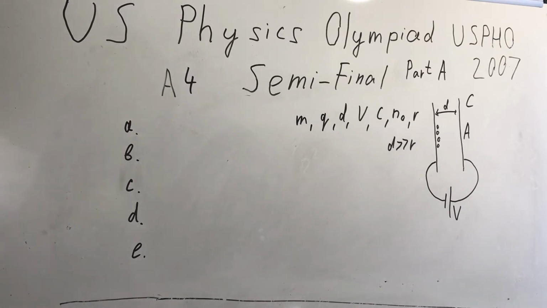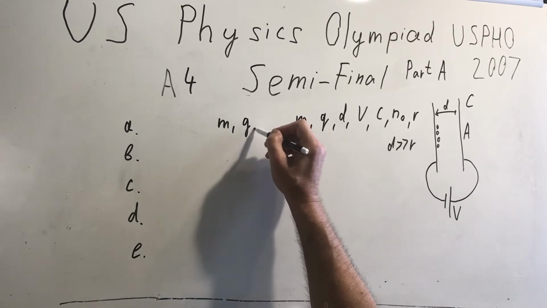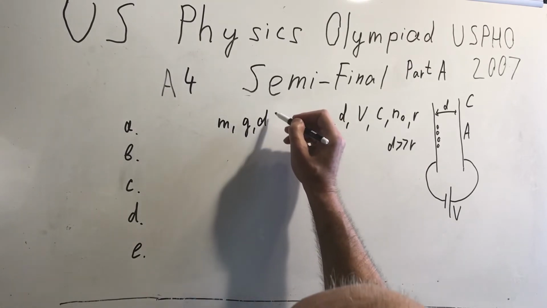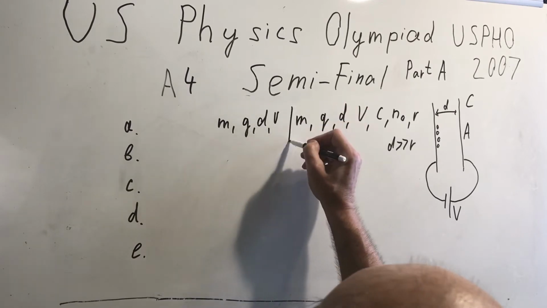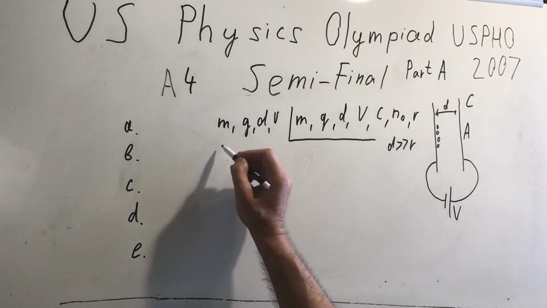Question A. Determine the time it takes for one ball to travel between the plates in terms of any or all of the following variables: m, q, d, V. So that's the first question. Question B. Calculate the kinetic energy dissipated as thermal energy when one ball collides inelastically with the plate surface in terms of any of the following variables. Same ones.